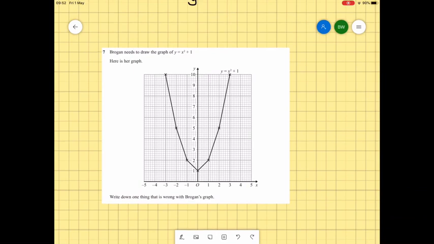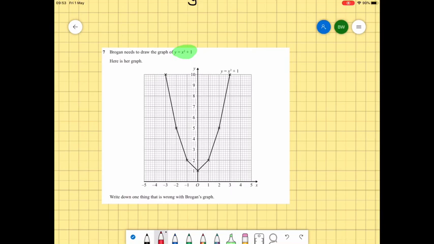Question 2. Pause the video and give this one a go. So Brogan needs to draw the graph of y equals x squared plus 1, so a quadratic curve. Here is her graph. So she's drawn it x squared plus 1. It goes through the right point in the y-axis. Write down one thing wrong with the graph.